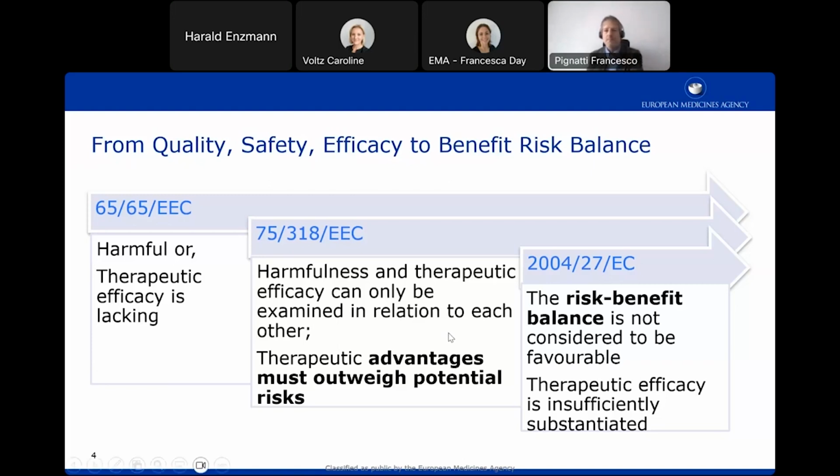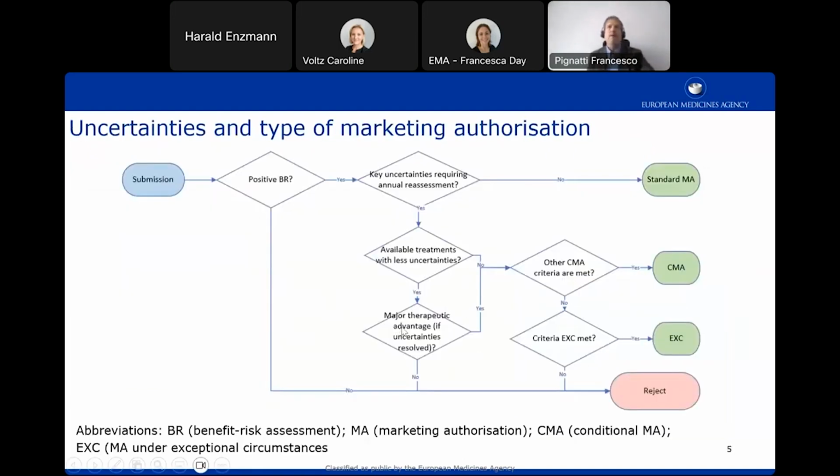And well, parallel to this, there has been also a further elaboration of the legal provisions of the type of approvals that go with this benefit risk. And there is a recognition that for certain type of approvals, there is more uncertainty that needs to be managed through, for example, post-marketing obligations in the case of conditional marketing authorization. So there is this other concept of uncertainty which has been introduced.